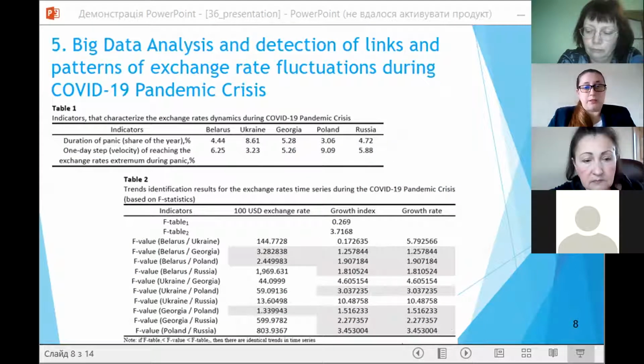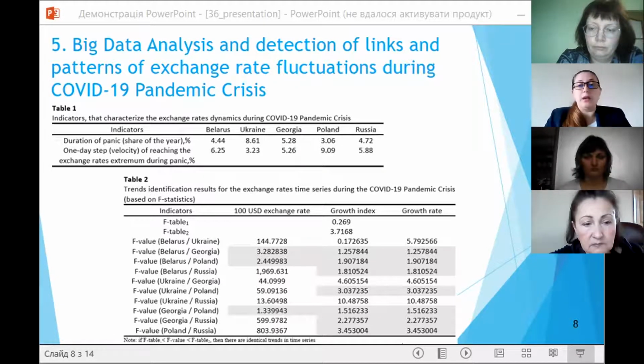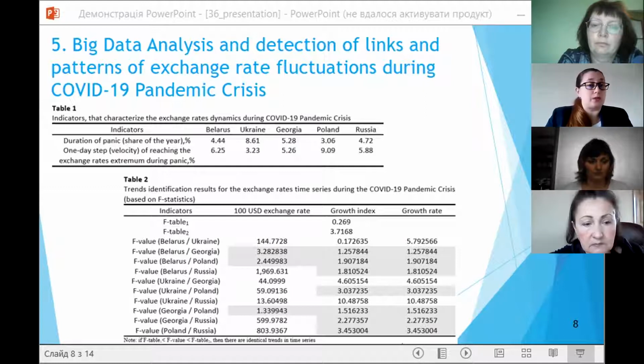Then we decided to compare these two groups of initial data, and the first of them is about the COVID-19 pandemic crisis. As you can see in table 1, the longer the panic in the FX market, the slower the exchange rate velocity of reaching the extreme. From the economic viewpoint, the longer it lasts, the worse the consequences for the country's economy as well.